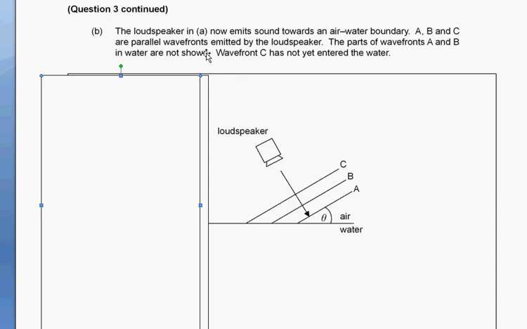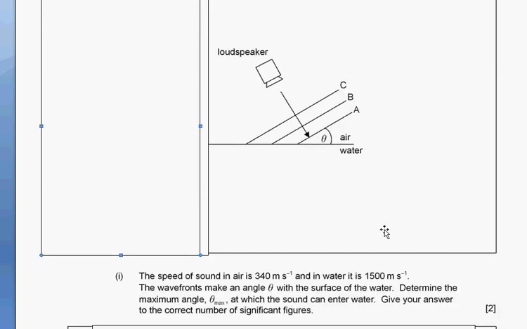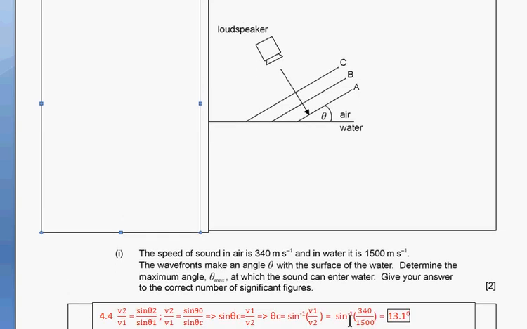Right, the loudspeaker in A now emits sound towards the air-water boundary. A, B, C are parallel wavefronts emitted by loudspeakers. The parts of wavelengths A and B in water are not shown. Wavefront has not yet entered the water. The speed of sound in air is so much, in water so much. The wavefront makes an angle theta with the surface. Determine the maximum angle at which the sound can enter. Give your answer to the correct number of significant figures.